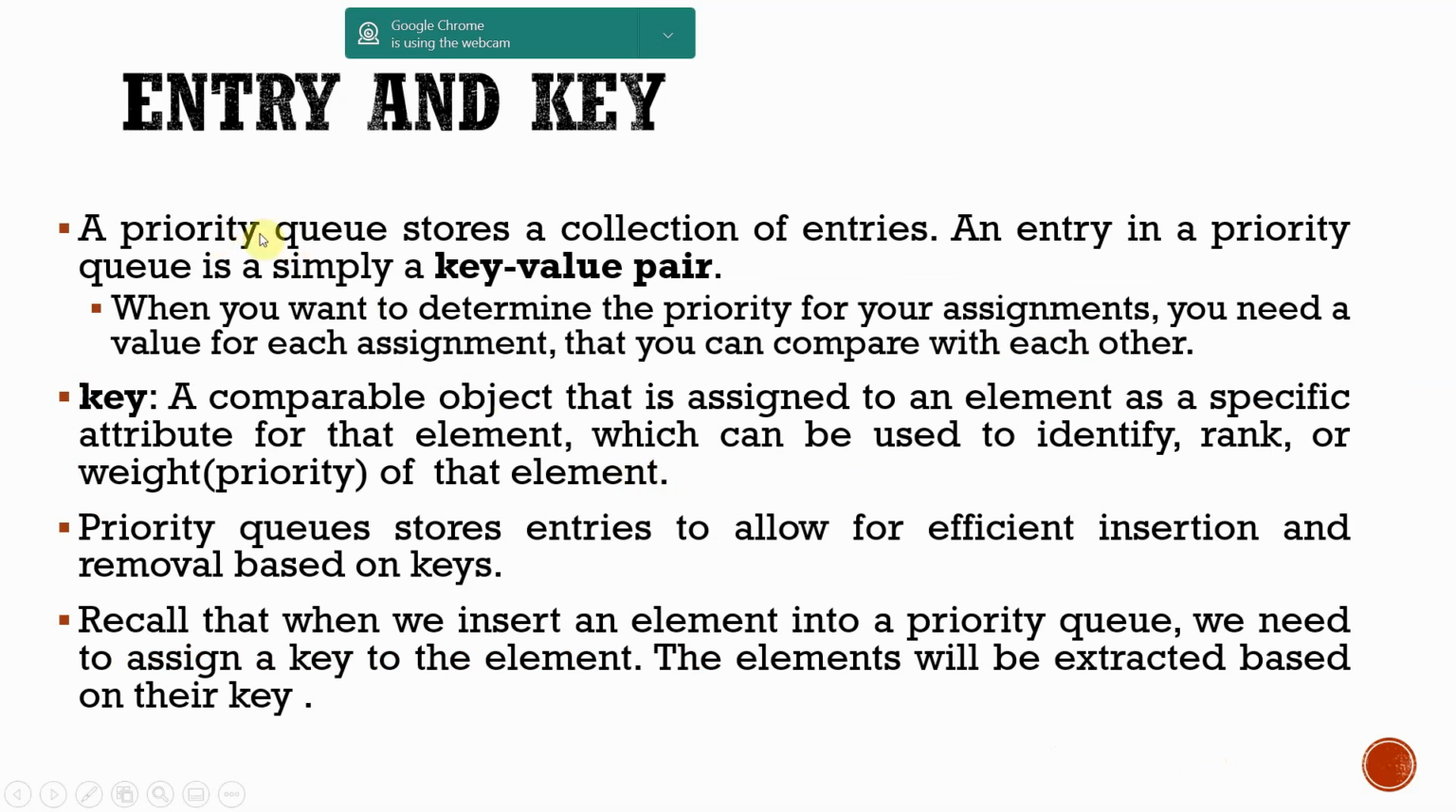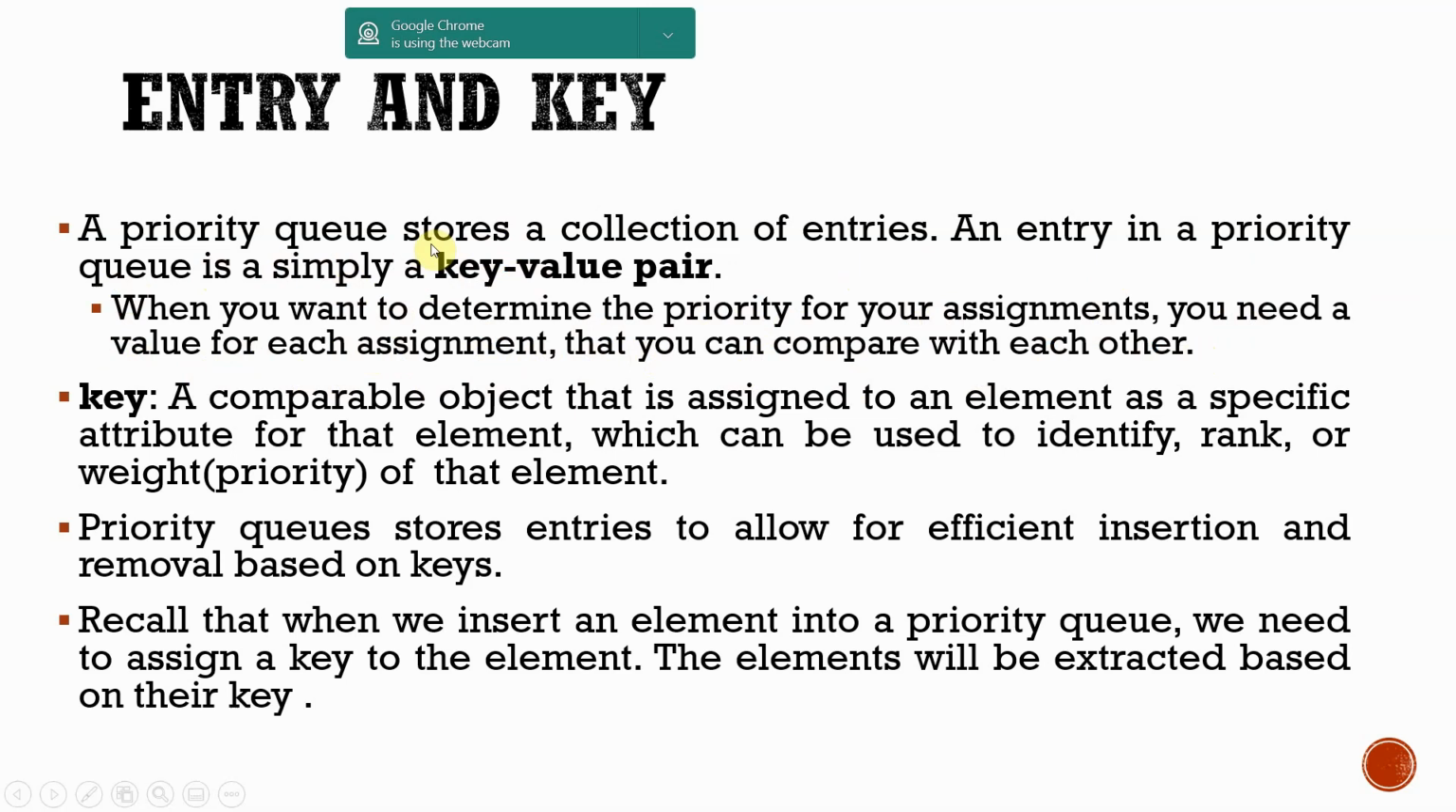A priority queue stores a collection of entries, like elements. An entry in a priority queue is simply a key value pair. So the value is the part that we are interested in, and the key is the priority that is assigned to that entry. When you want to determine the priority for your assignments, you need a value for each assignment that you can compare with each other, right?